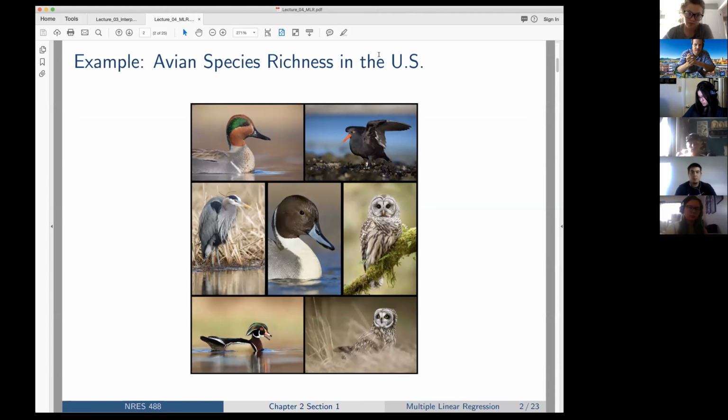Okay, here's an example. This is avian species richness in the US. Now let's just take a brief break from the numbers here and identify these bird species. So let's see, we have 1, 2, 3, 4, 5, 6, 7 species. Anybody know the top left species? Green-winged teal. Green-winged teal. I'm going to put this on speaker view too so I can see who's giving me some participation points here.